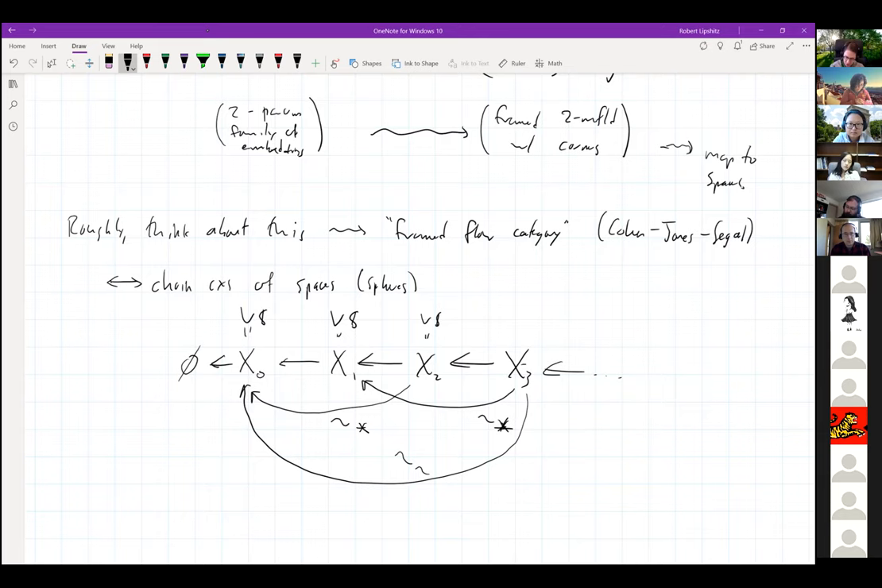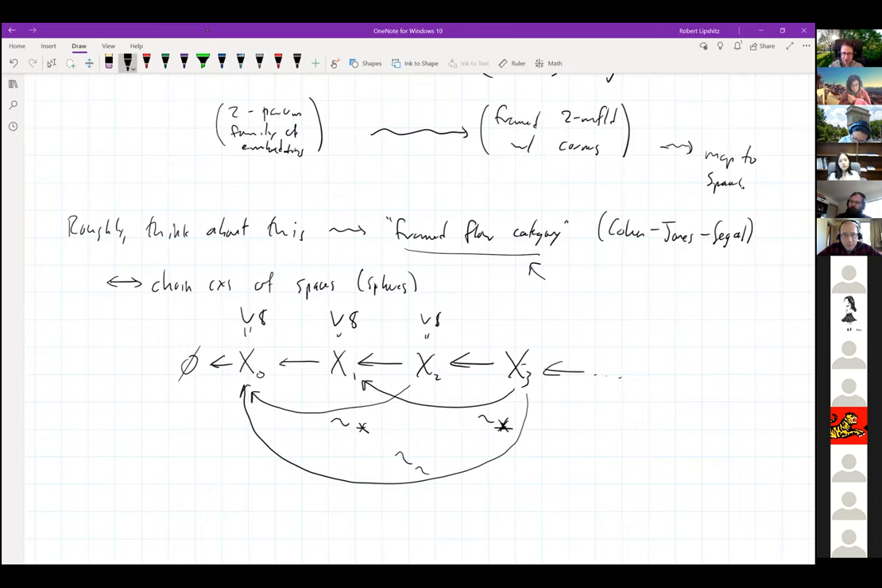And these are in bijection with these free and flow categories. So there's a general-ish version of the question, can you find a homotopy refinement? A general version is: given a chain complex of abelian groups, can you find a chain complex of spaces realizing it? And writing down a free and flow category is a way you can do that. It's an equivalent construction, but sometimes more concrete.